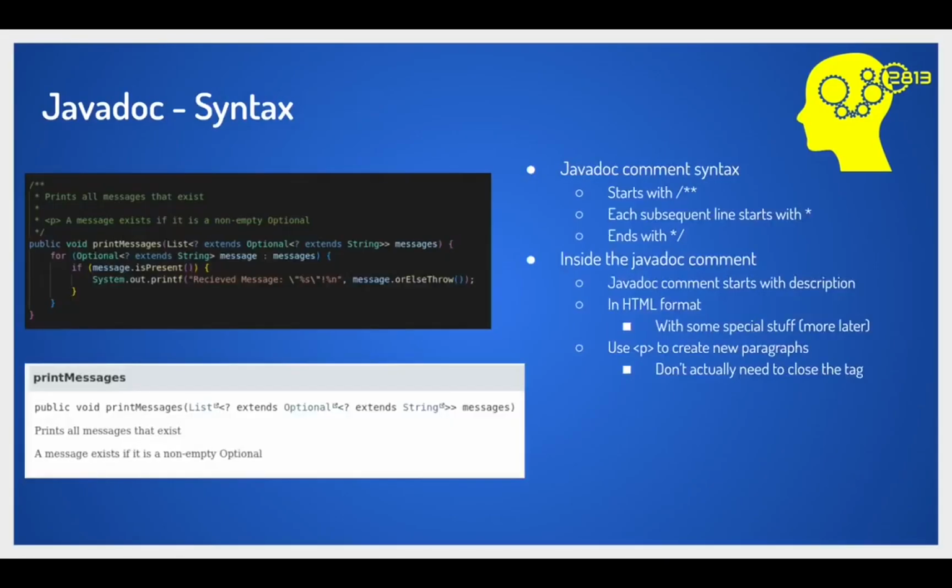Okay, so quickly, the syntax for JavaDoc: you're going to start it with a slash and two asterisks, like this, and you're going to end it with an asterisk and another slash. In between, for each line, you're going to use asterisks to show that it is still within that JavaDoc. Inside that comment, you're first going to write a description of your method, and then everything else will be either in HTML or something we'll show later for parameters and other things. One thing to keep in mind is you can use the p tag to create new paragraphs, and you don't actually have to close the tag like you do in HTML.